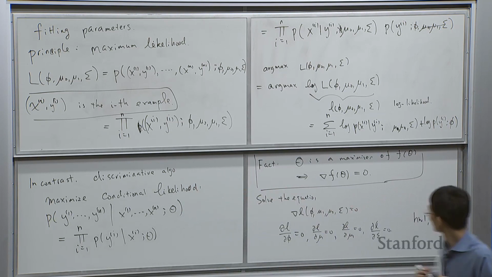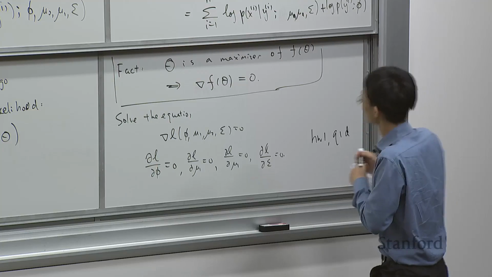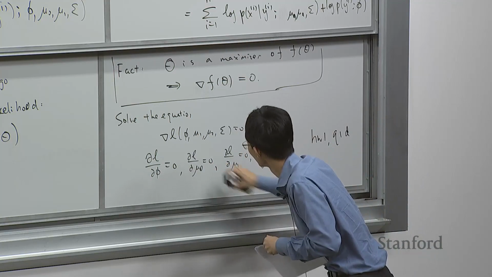Think about the notation. Earlier you had mu0, mu1, now you switch to mu1, mu2? Oh, my bad. Did I switch to that? My bad. This is mu0, this is mu1. Thank you.